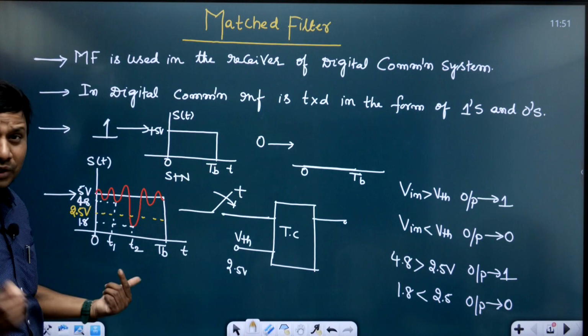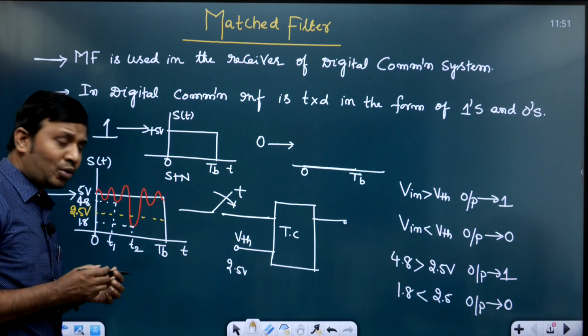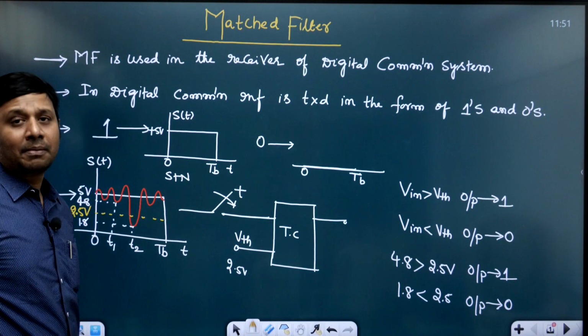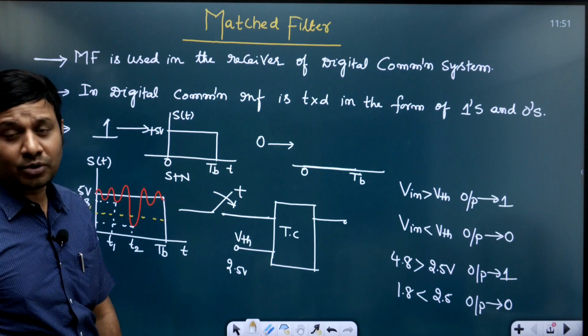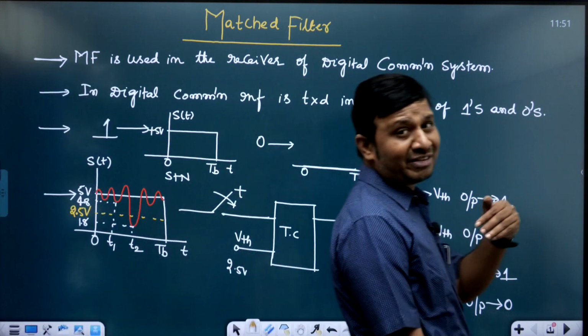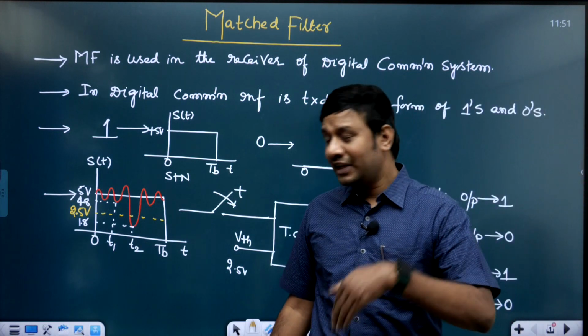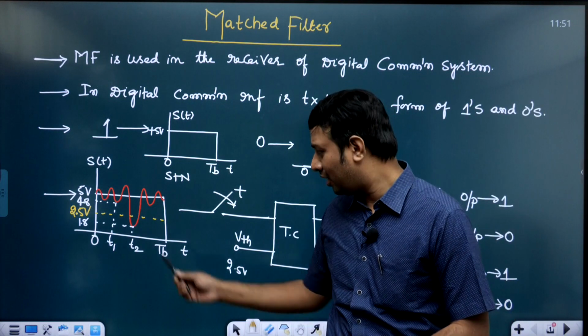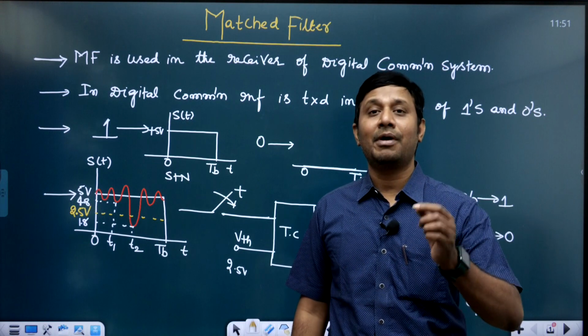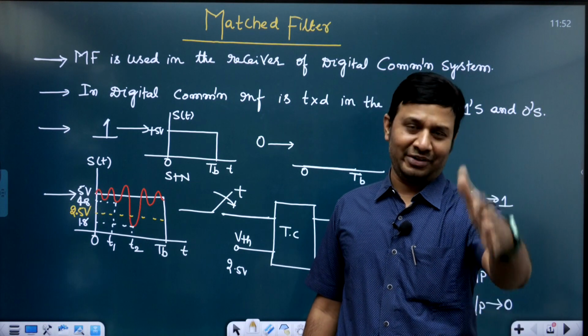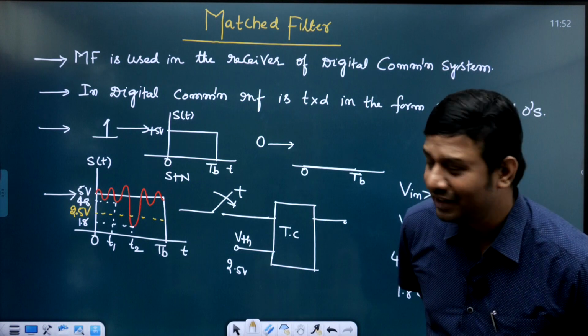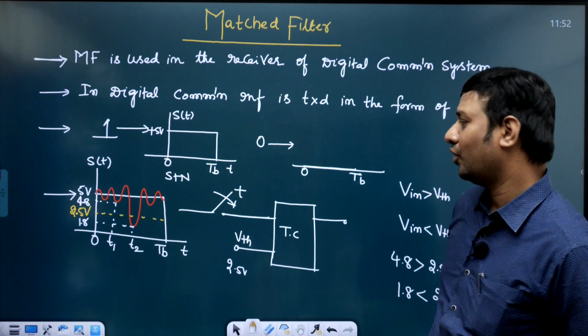Why do we get an error when we sample at instant T2? Because at instant T2 the signal to noise ratio is low. If the signal to noise ratio is low, what is going to happen? The probability of error is going to increase.